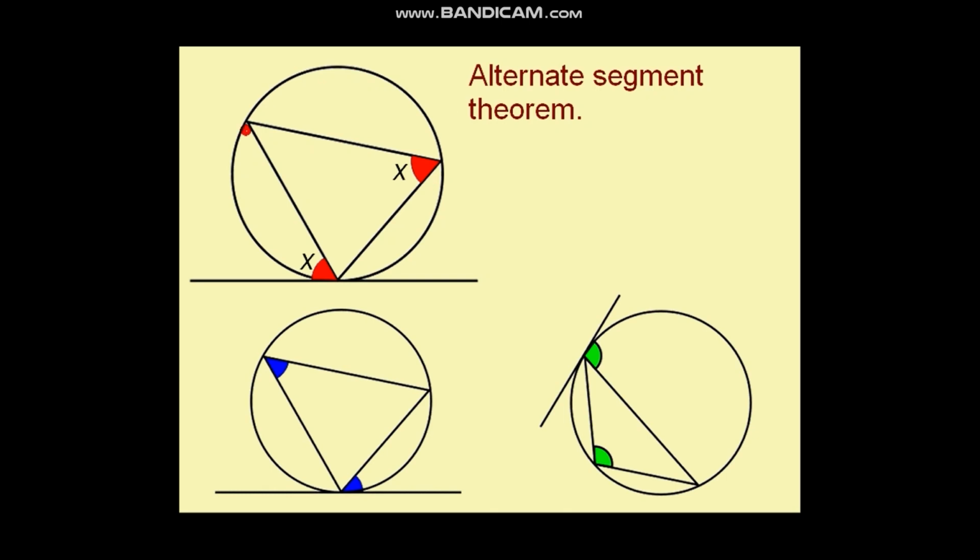We can also look at this same diagram in a slightly different way. If we look at this chord with the tangent, we've got this angle here, which is in this segment. This angle is in the alternate segment, and it will be equal to this one. We still have a tangent and a chord making an angle, and the angle in the alternate segment will be equal to it. Don't forget that the tangent doesn't have to be horizontal to make this work.